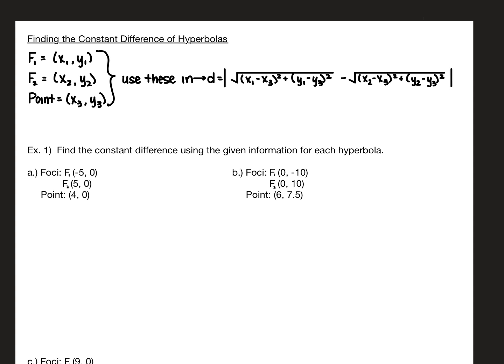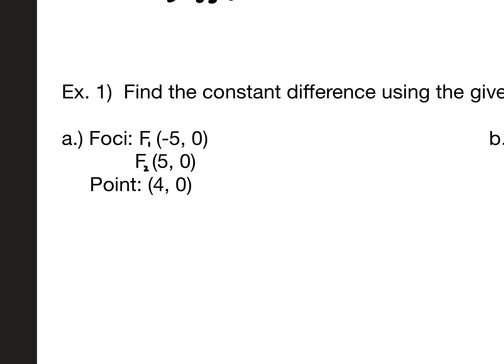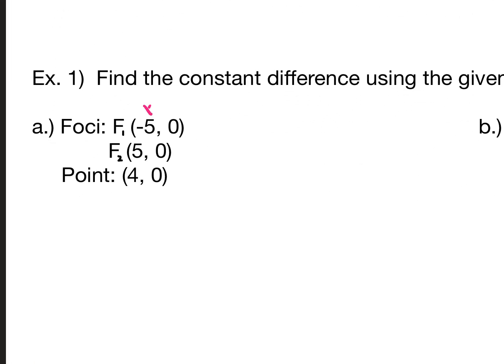If we look at example 1a, you're going to find the constant difference given f sub 1 as negative 5, 0, f sub 2 of 5, 0, and the point 4, 0. So the top one is going to be x1, y1, the middle one is going to be x2, y2, and the bottom one is going to be x3, y3. And we're just going to plug them into the formula and simplify.